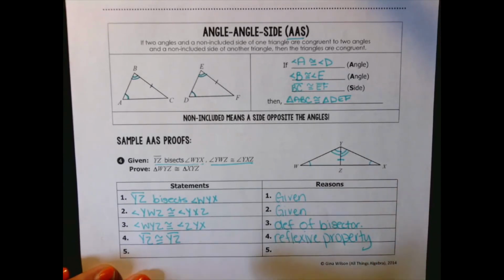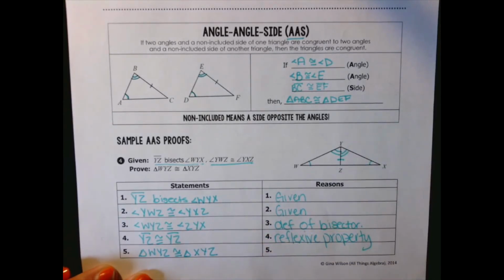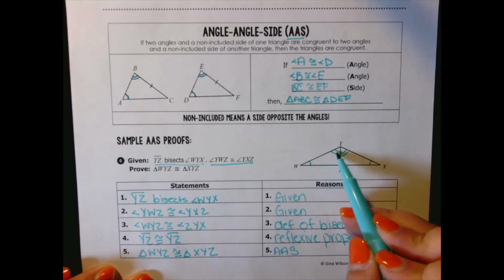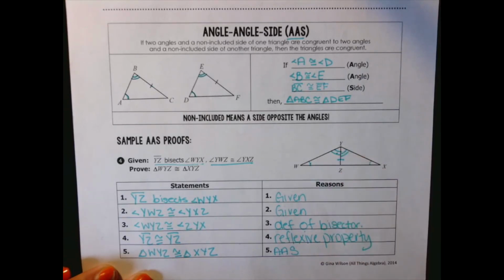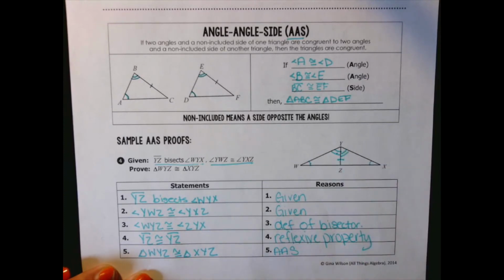And then lastly, statement 5, we're going to say that triangle WYZ is congruent to triangle XYZ, and we know this due to angle, side, angle, side across from those two angles. So this is where order definitely matters when you're doing these.